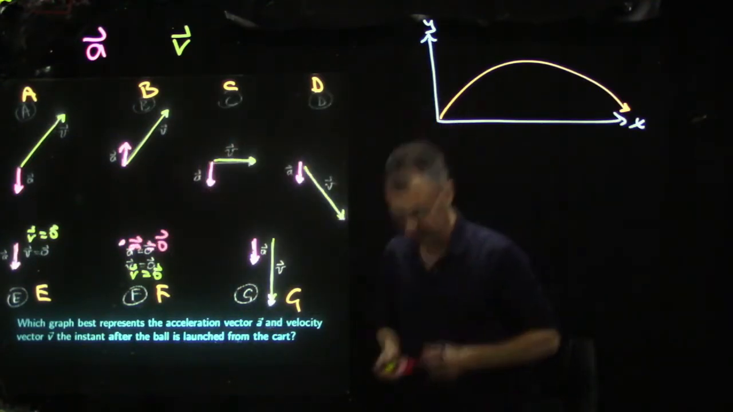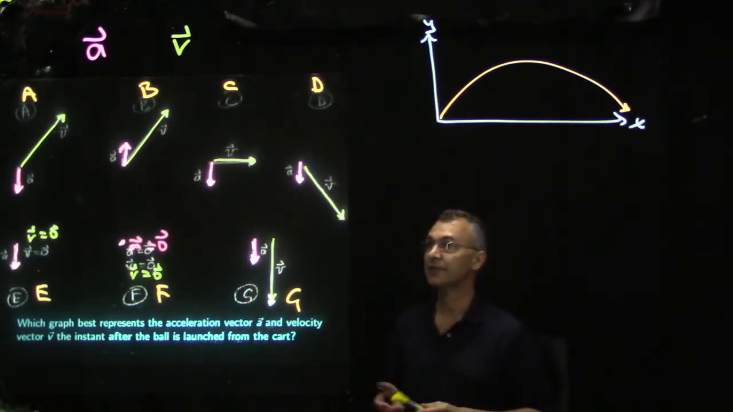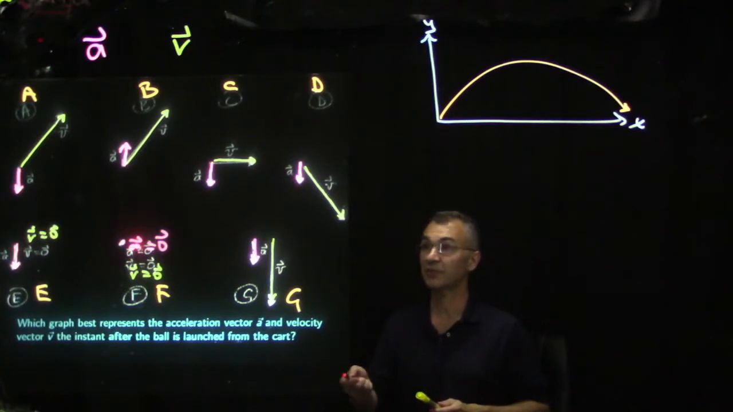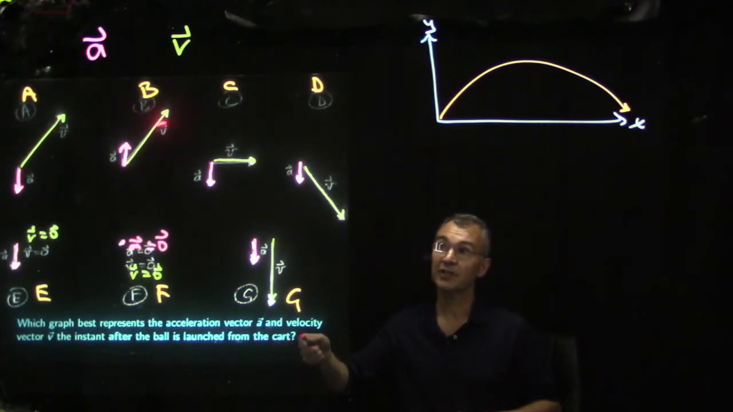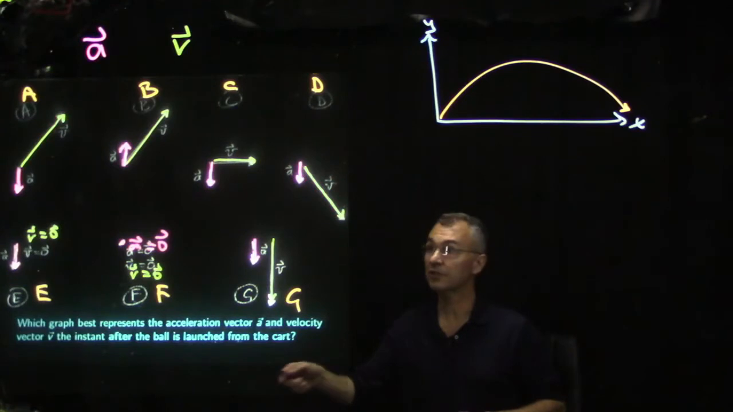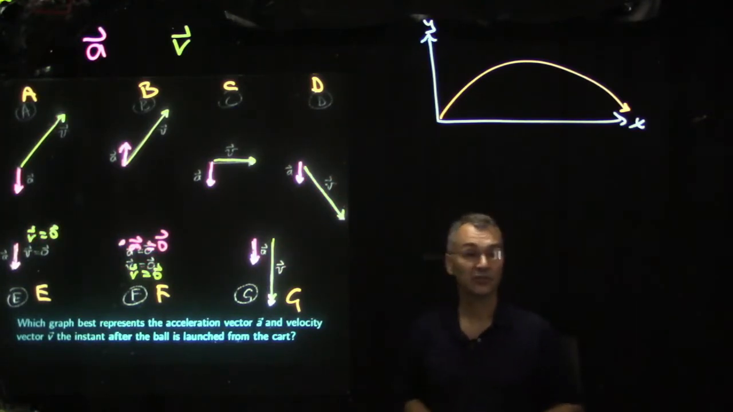Let's look at our possibilities. So we could have an acceleration downward, an acceleration upward, an acceleration downward, acceleration downward, acceleration downward, zero acceleration, acceleration downward, and then velocity up and to the right, or velocity just to the right, or velocity down and to the right, or velocity zero, or velocity straight down. Which one of these do you like?